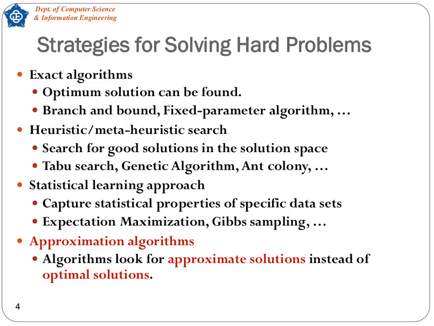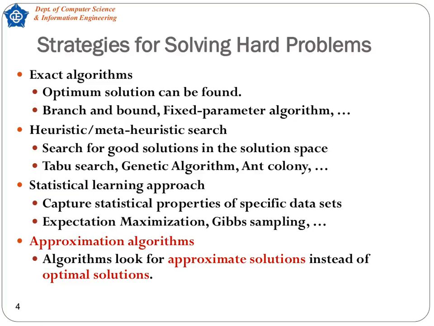So how can we tackle these computationally tough problems? Let's explore 4 broad strategies. First off, exact algorithms guarantee an optimal solution, but they can be costly. Common techniques here include branch and bound methods and fixed parameter approaches. Next, heuristic and meta-heuristic searches sacrifice guaranteed optimality for speed. These methods focus on promising regions of the solution space. Think tabu search, genetic algorithms, or ant colony optimization.